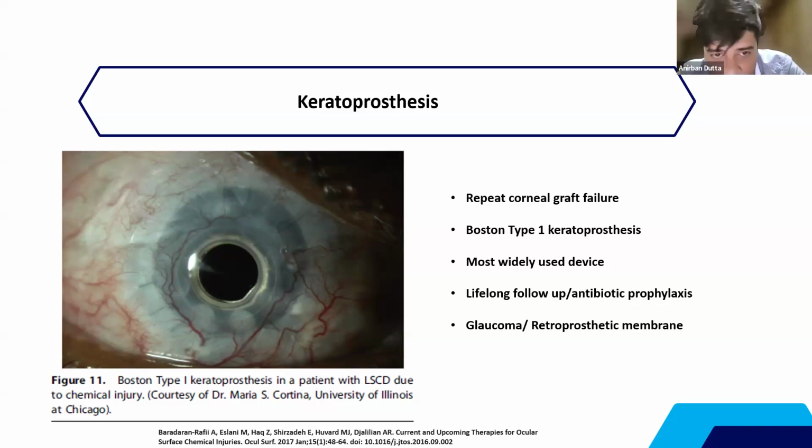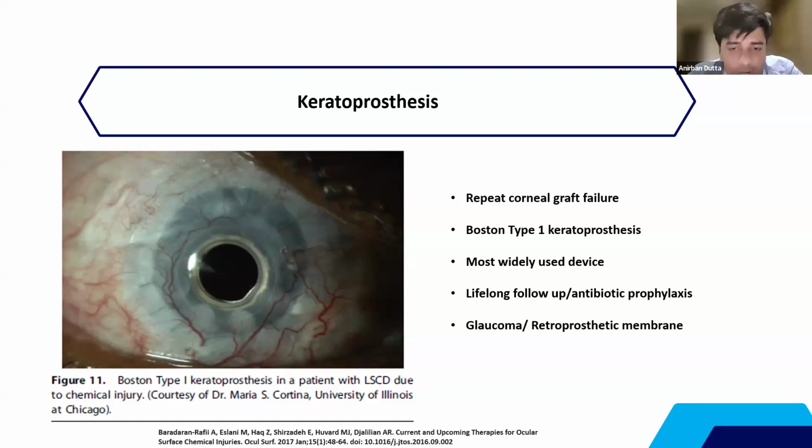The commonest complications which you will encounter with a keratoprosthesis, just for general knowledge, is glaucoma, which is intractable and very difficult to treat, and retroprosthetic membrane. So these things are factors which you need to keep in mind when you explain to the patient.